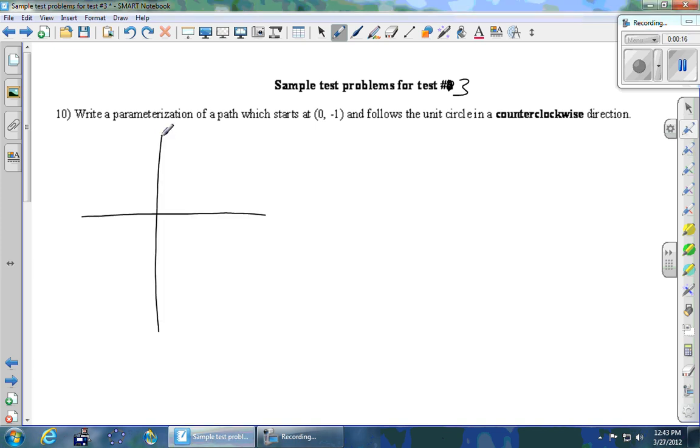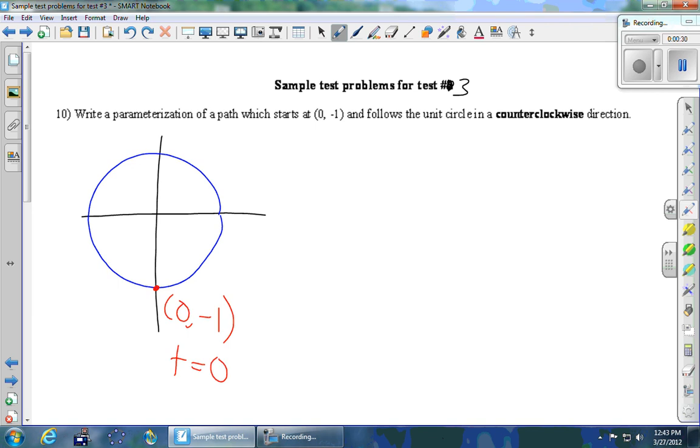So we'll go ahead and draw our circle here. And the goal is to start at 0, -1. So we want to start down here, which means that's supposed to correspond to t equals 0. And then we want to go counterclockwise. So we should be heading up this way.